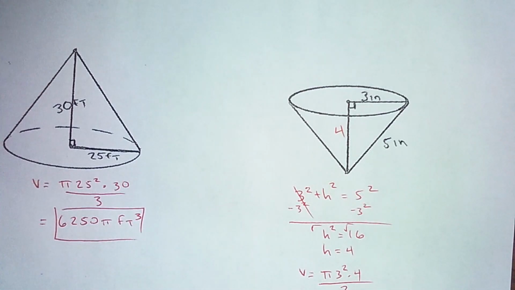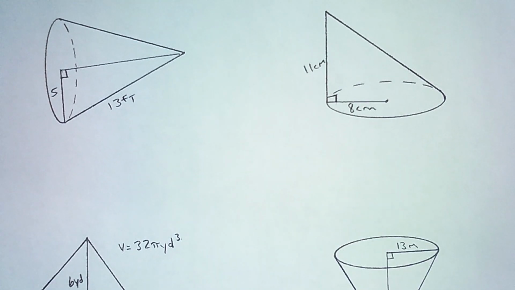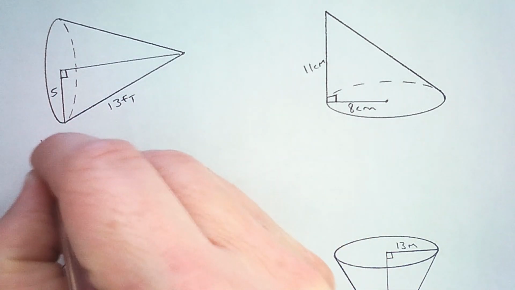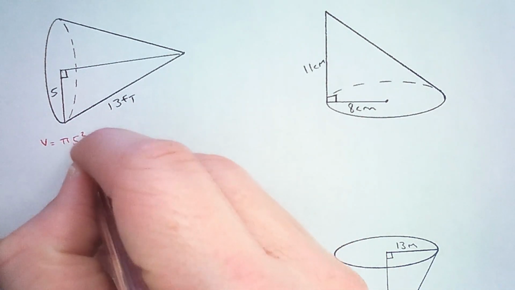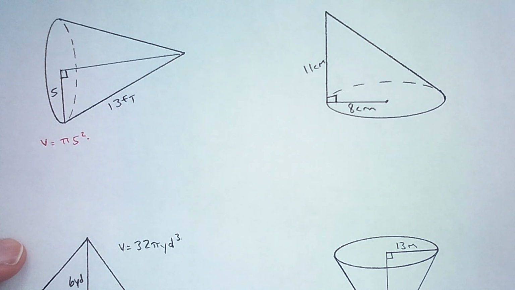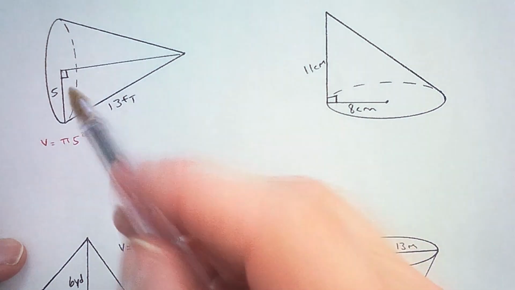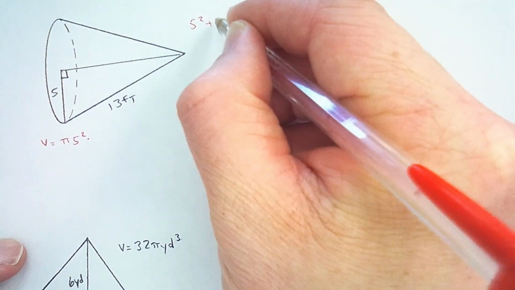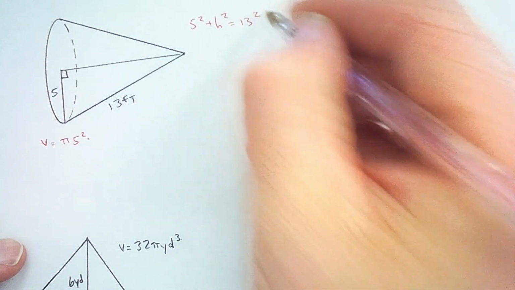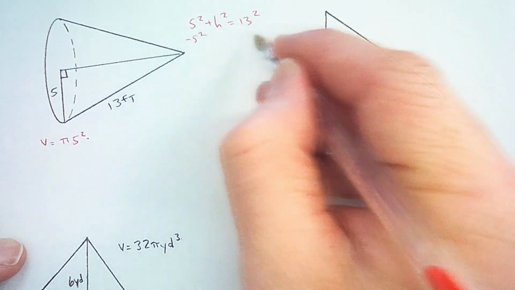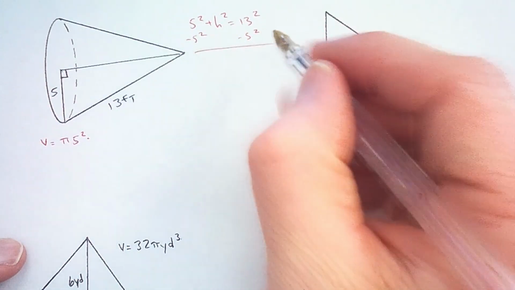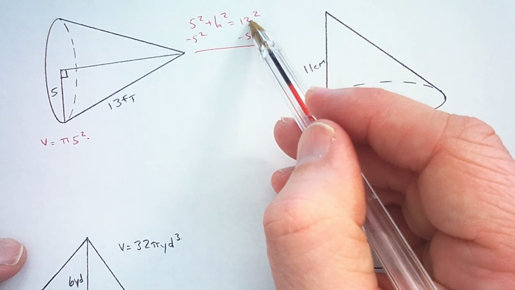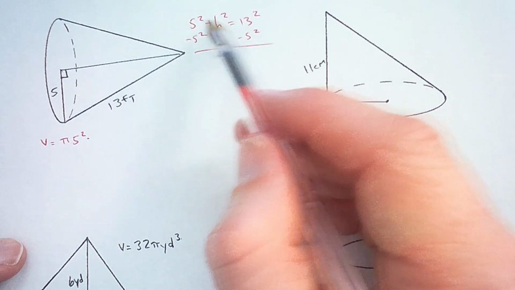Okay, next we have another slant height. So we've got a radius and a slant height. So the volume is pi 5 squared times h. This is another Pythagorean triple that you might just recognize, but if not, we'll do 5 squared plus h squared equals 13 squared. And subtract 5 squared from both sides. Remember, when you do Pythagorean Theorem, hypotenuse always goes by itself, and the two legs go together.